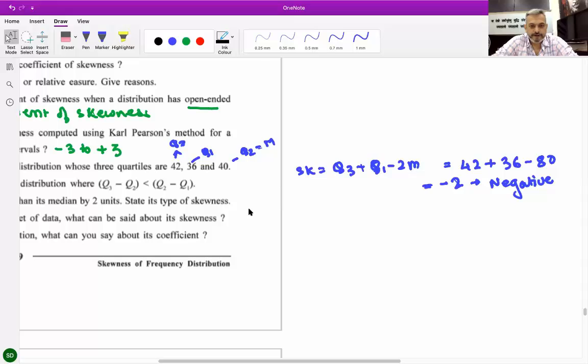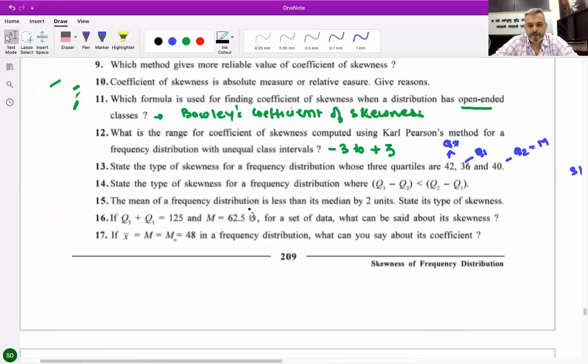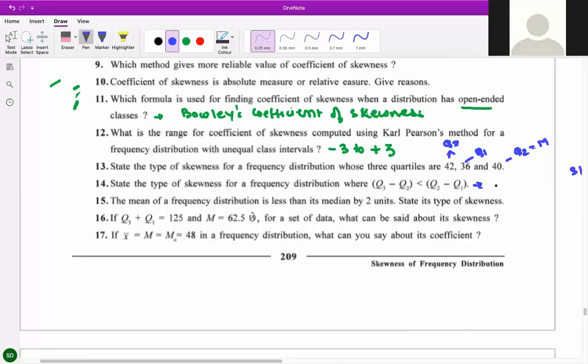Okay, next one, 14. State the type of skewness for a frequency distribution where Q3 minus Q2 is less than Q2 minus Q1. So obviously you know when it is less than, it is negative. So please write negative.